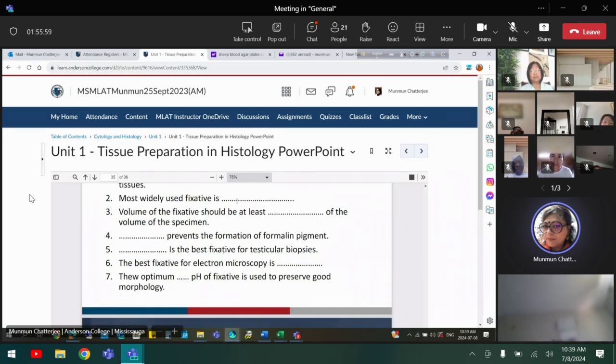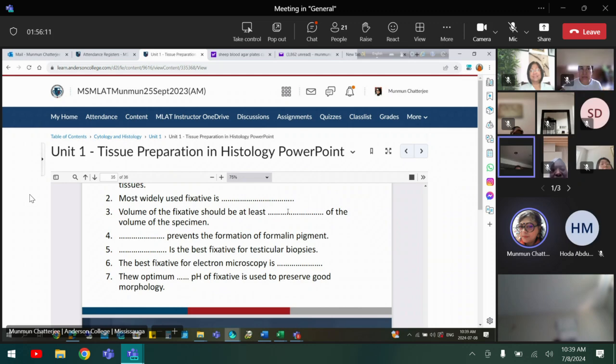Most widely used fixative? Alcohol. Aldehydes. Which aldehyde? Formaldehyde. So the most widely used fixative is formaldehyde. Volume of the fixative should be at least 10 to 20 times the volume of the specimen.